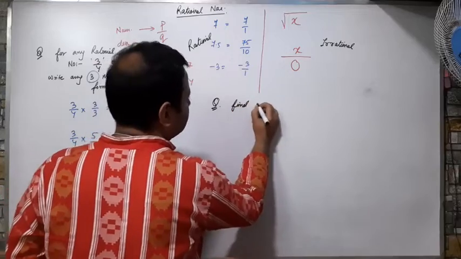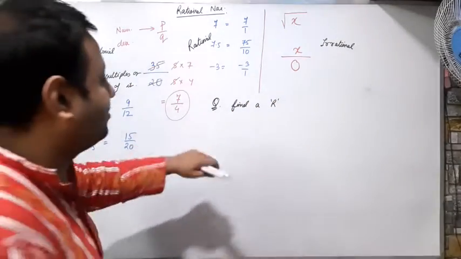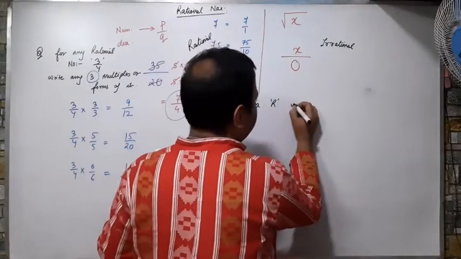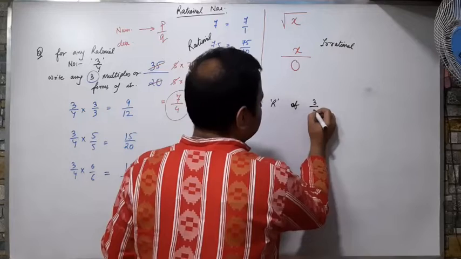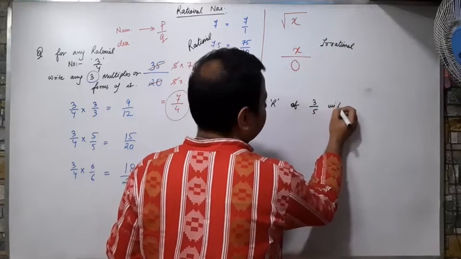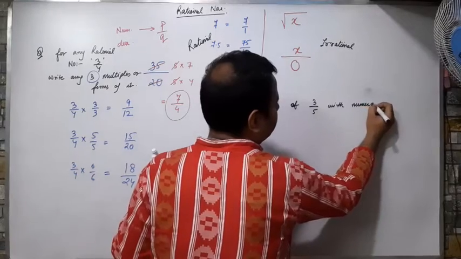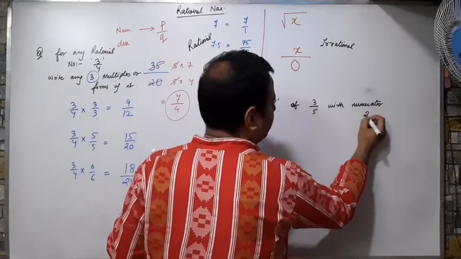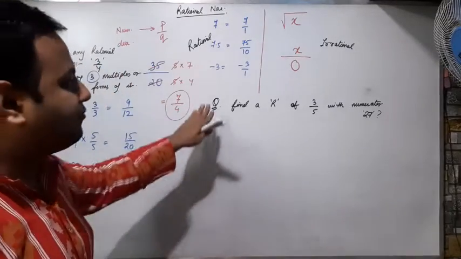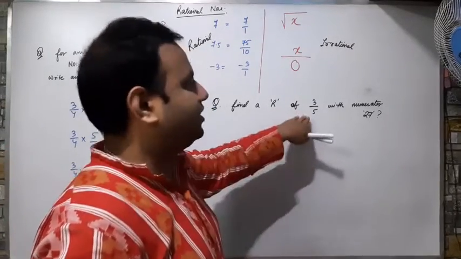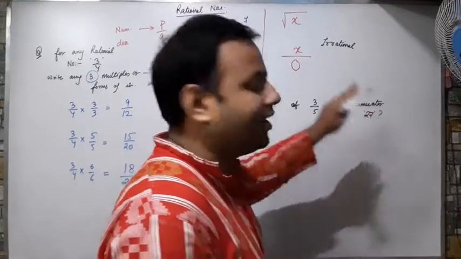Find a rational number. I am writing R, which is the short form of rational number. Find a rational number of 3 by 5 with numerator 27. So this is the question. Find a rational form of 3 by 5 with numerator 27.